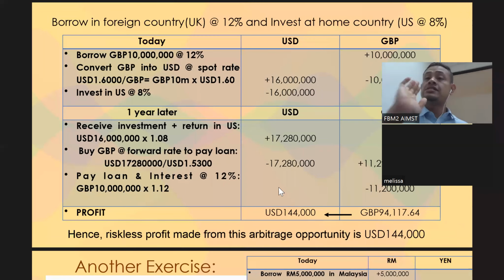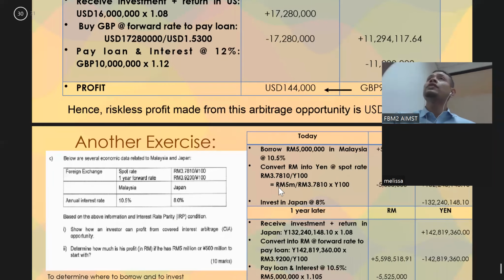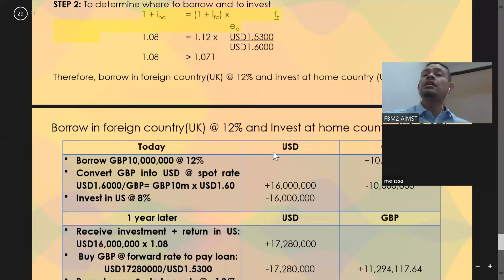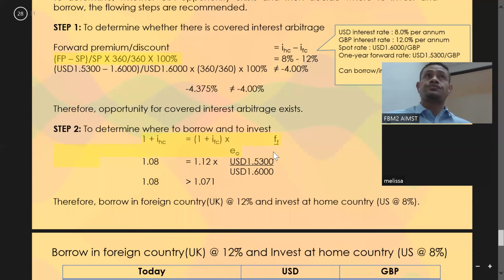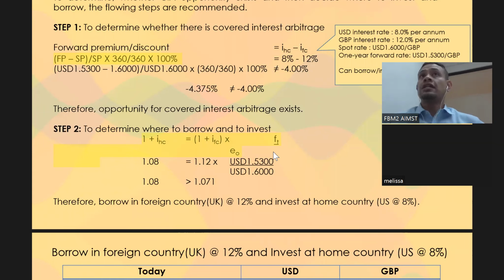The only difference is that when you want to convert from one currency to another, you must remember this very crucial point: if you want to convert, for example, from US dollar to Malaysian ringgit, that means you need to multiply.